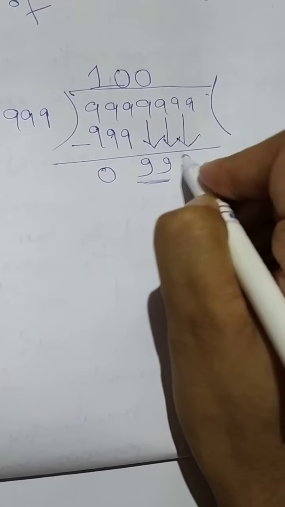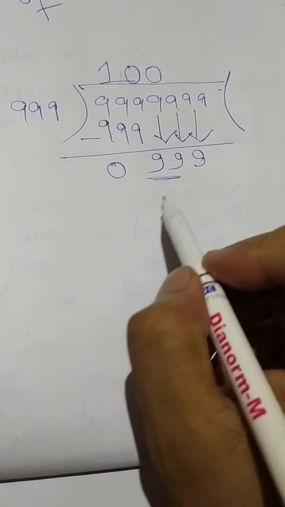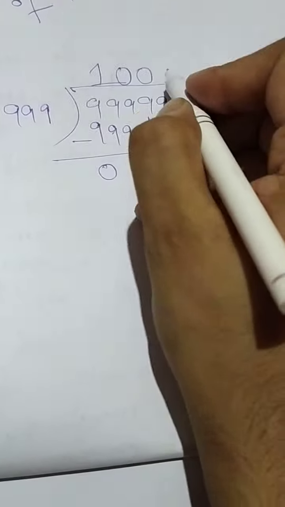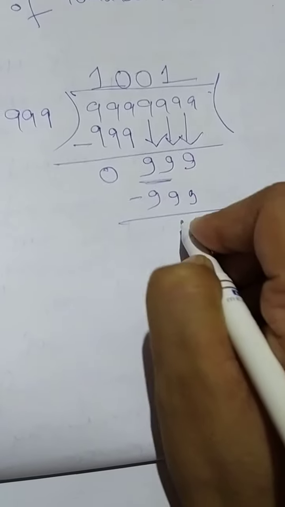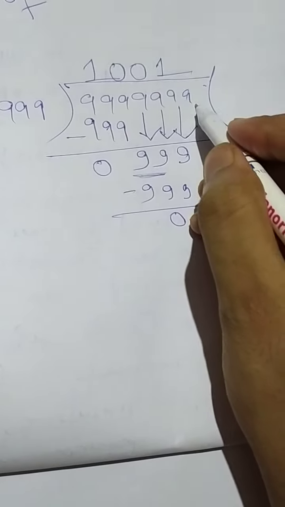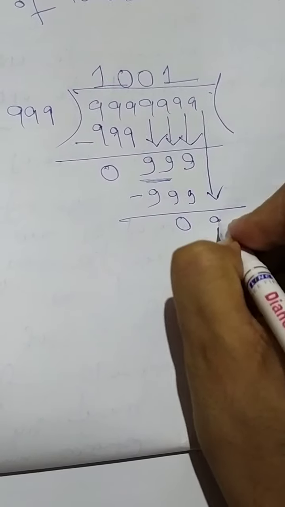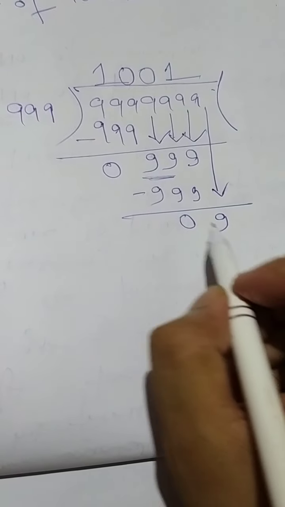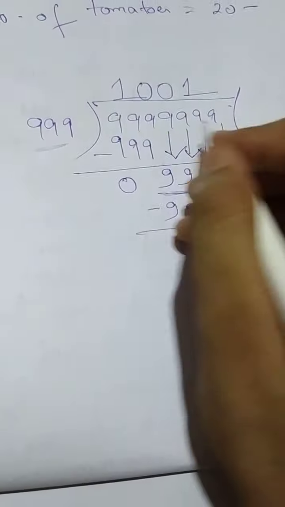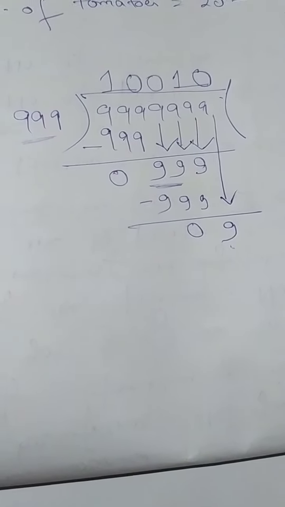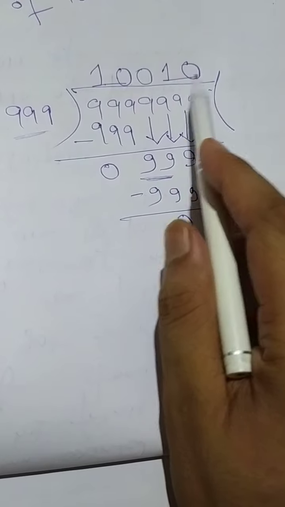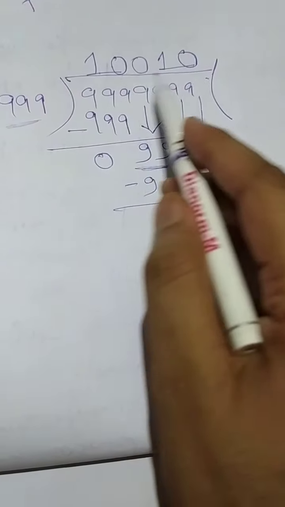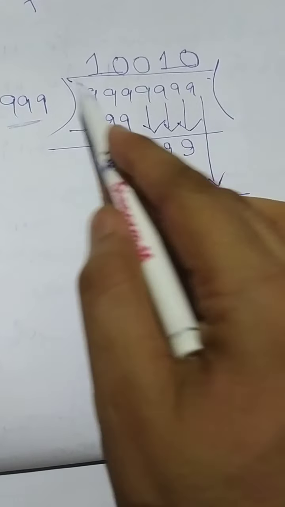Next one is next 9. Now it is divisible. 999, 999. So 1 times 999, 0. And last one, again this 9. Now again you see this 9 is not divisible by 999. So the last 0 you have to put here. That means your quotient is 10010 and your remainder is 9. I asked you only to write down the quotient, so this is the answer, 10010.